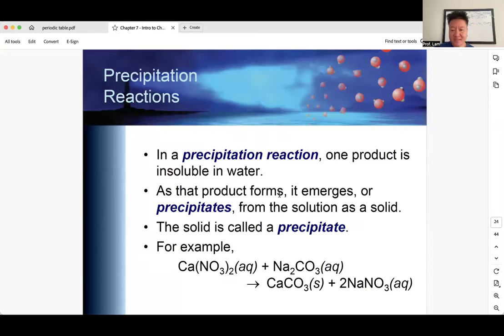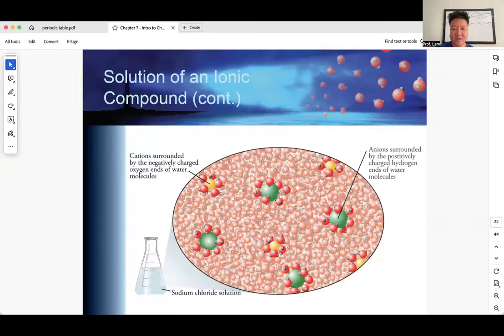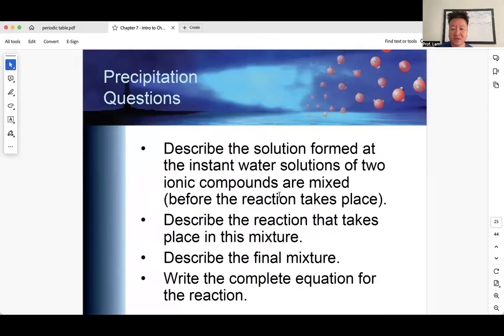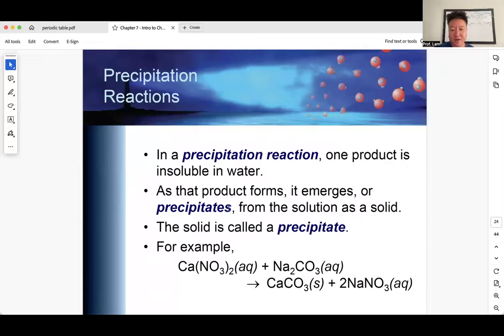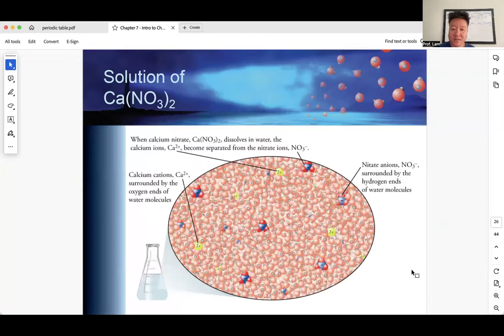All right, let's go back to the slides for a second. Let me show you what it looks like in solution, what's happening. To recall, we had this other precipitation reaction, calcium nitrate plus sodium carbonate goes to calcium carbonate solid plus sodium nitrate aqueous. So in solution, this is what it would look like for the solution of calcium nitrate.